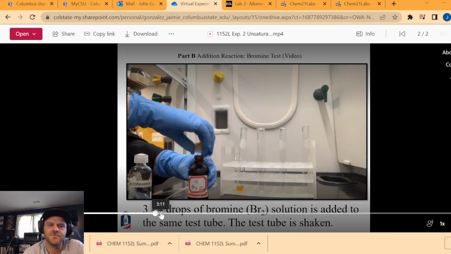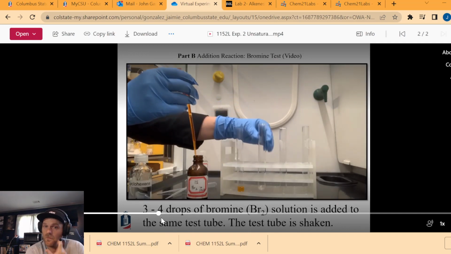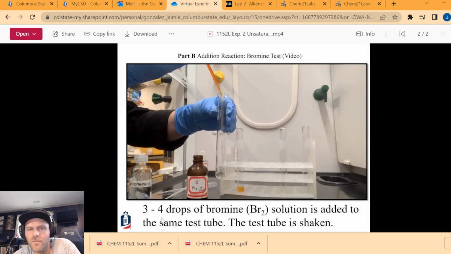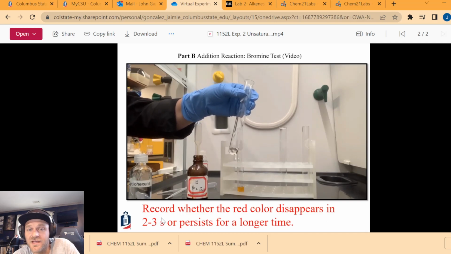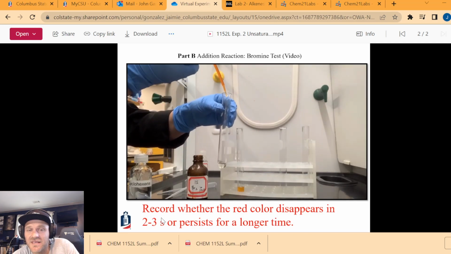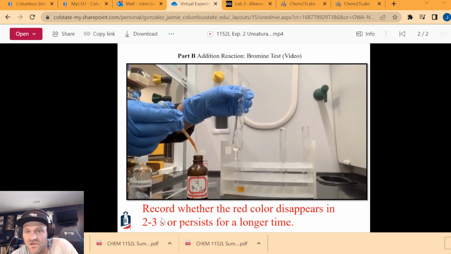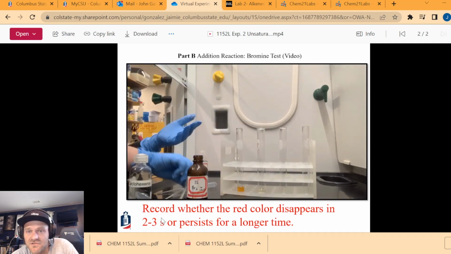And a couple of drops of the bromine. Okay, so the red did not persist. The color disappeared when it hit the cyclohexene. So that means that a reaction has occurred that has changed the red bromine into something that's colorless.